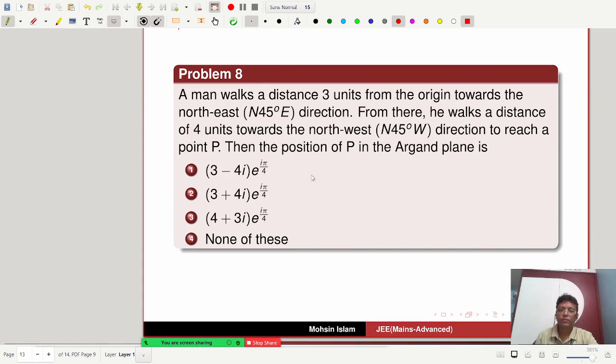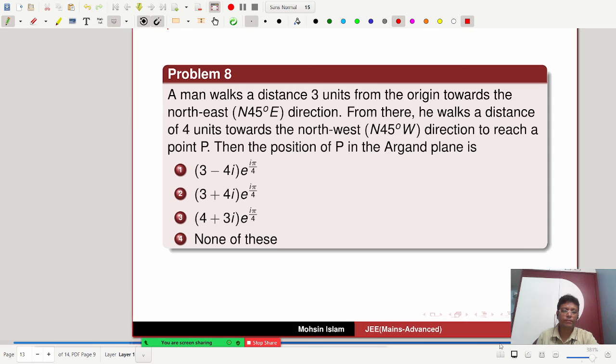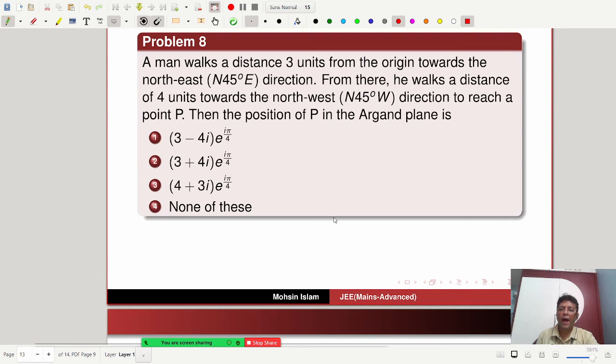Another one, just read the question. A man walks a distance of 3 units from the origin towards the northeast direction, 45 degrees, and from there he walks a distance of 4 units toward the northwest direction to reach a point P. Then find the position of P in the Argand plane. You have to find the position in the Argand plane, that means you have to find complex points.